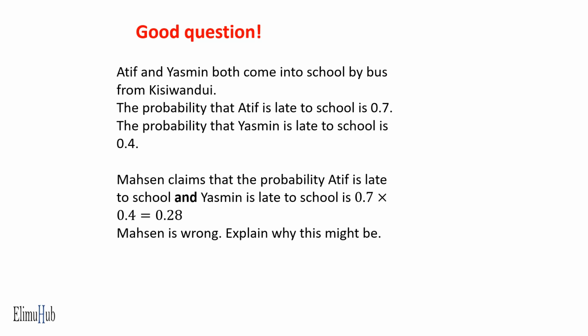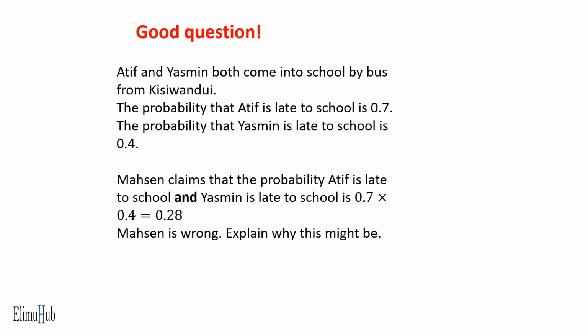Now we are told Masen is wrong. Why do you think this is the case? Because we are told that if you're going to use the probability that Atif is late to school, you need to multiply the probabilities, but we're told Masen is wrong. Now feel free to pause the video and think and come back.